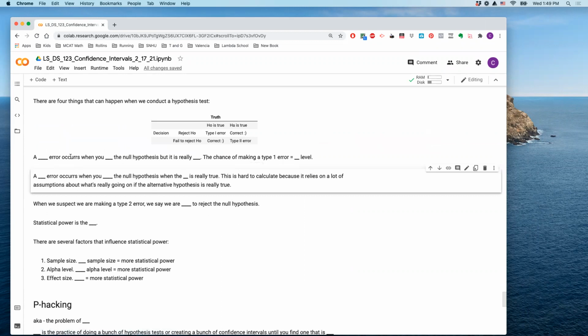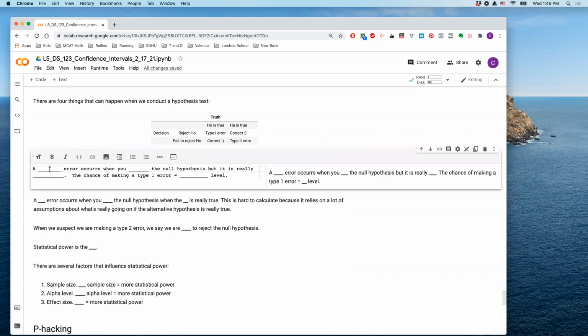In words, a type 1 error occurs when you reject the null hypothesis, but it really is actually correct. It's easy to figure out the probability of making a type 1 error. It's equal to the significance level. So if we have a 0.05 significance level, there's a 5% chance that we're going to make a type 1 error.